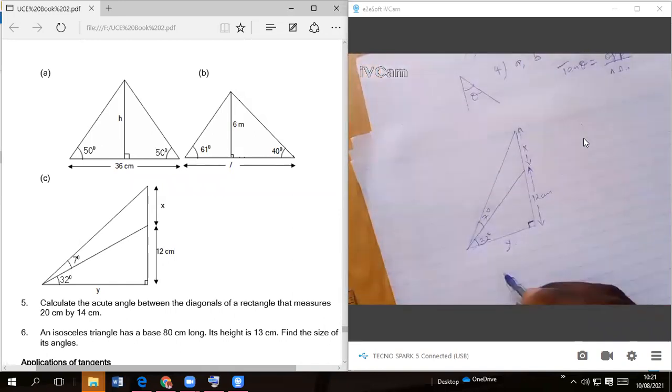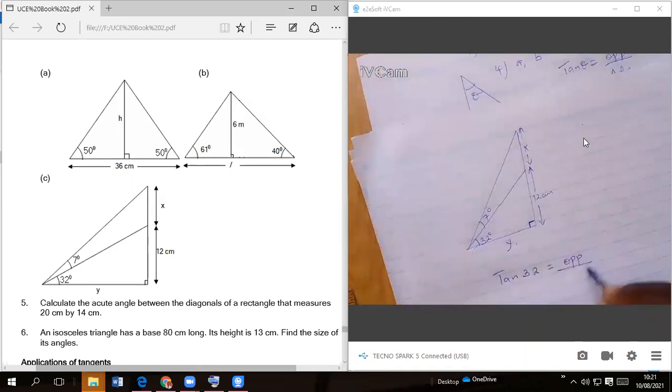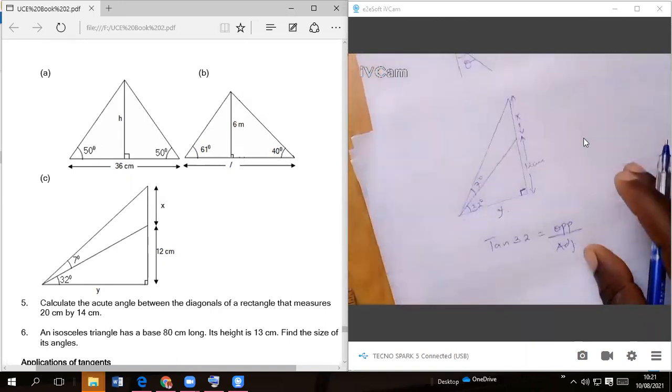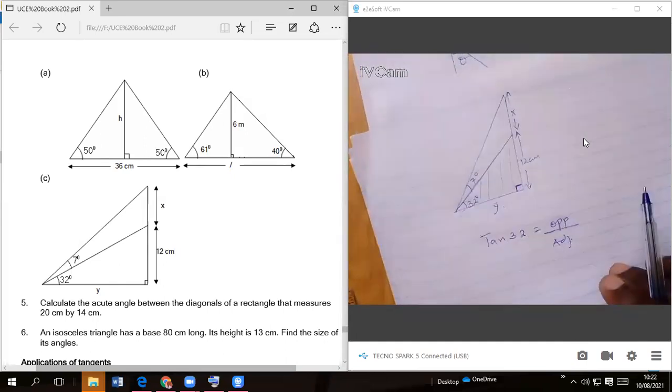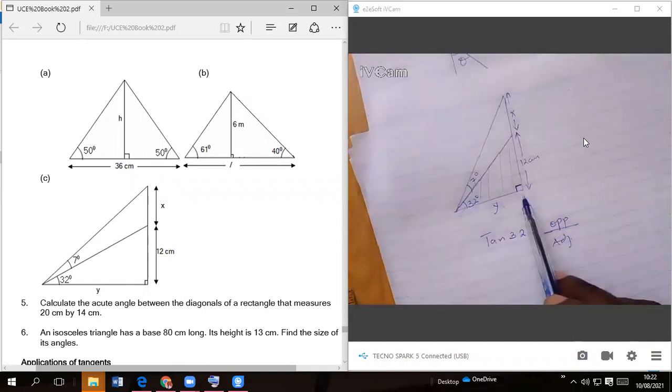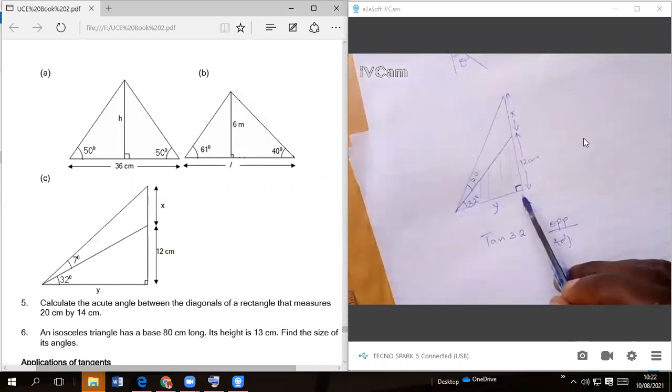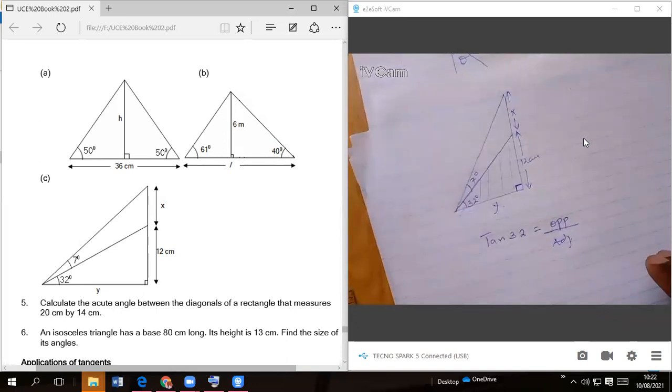So we can say tan 32 equals the opposite over the adjacent. So we are using this triangle here. Let me shade it. The shaded triangle is what we are using because it has y, it has also 12. So we shall say tan 32 equals the opposite, which is 12, for that shaded triangle, 12 out of the adjacent, which is y.